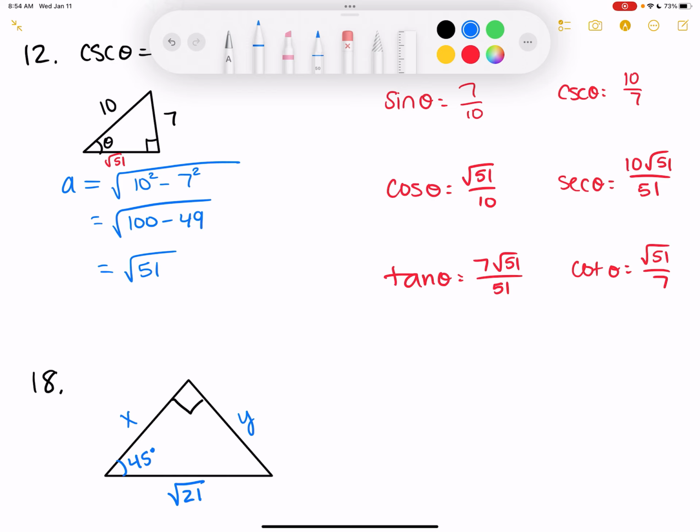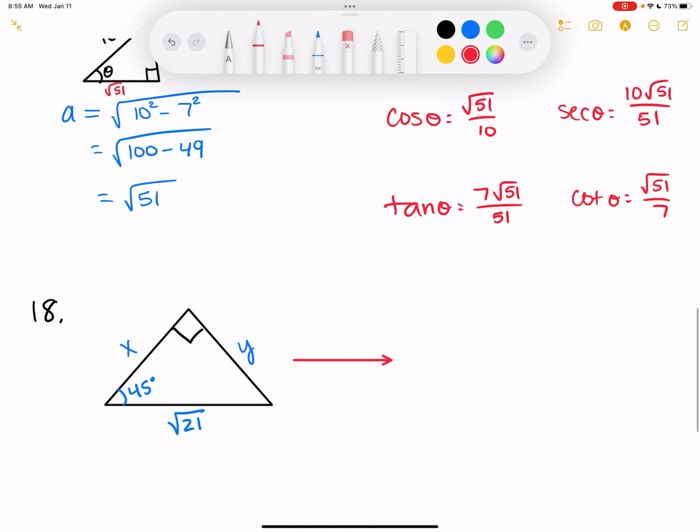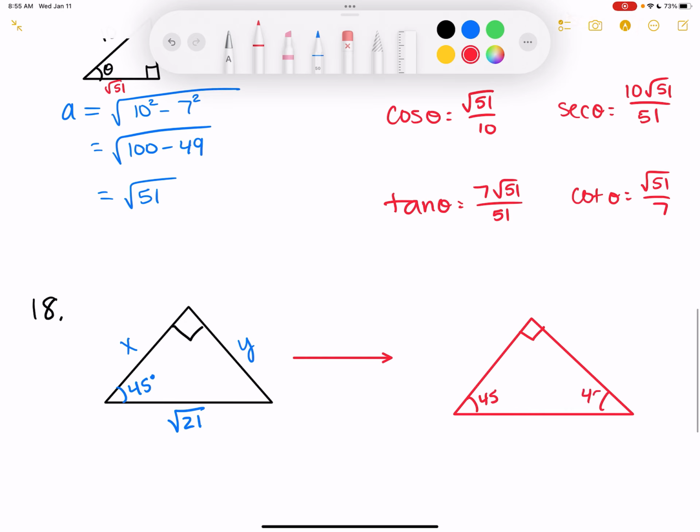So my first question is, does this look like anything that you know? Yes. It's one of those special triangles. Okay, what is the special triangle? It's the 45, 45, 90. Yep, so it's a 45, 45, 90. So what I'm going to do is I'm going to actually draw the triangle with the special values in it. So it was 45, 45, and then obviously 90.